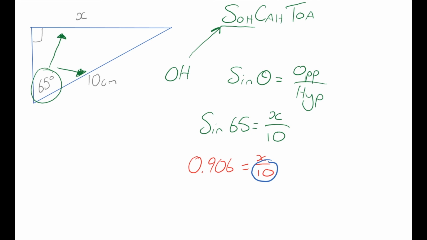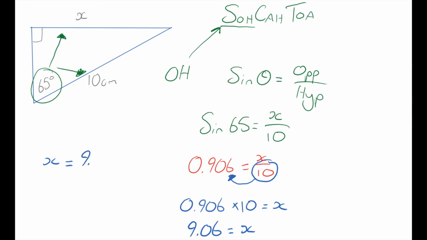We have divide by 10 on this side. We pull it over to the other side of the equation. Because it crosses the equal sign, it changes sign. We now have 0.906 times 10 equals x. Therefore, 9.06 equals x. Because this is a measurement question, we're trying to find the length of a triangle side, we need to give units. So x is equal to 9.06 centimeters.